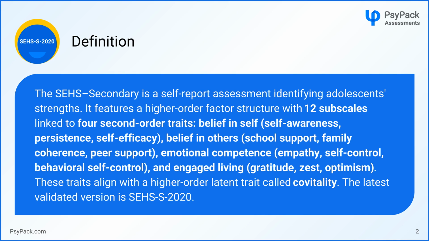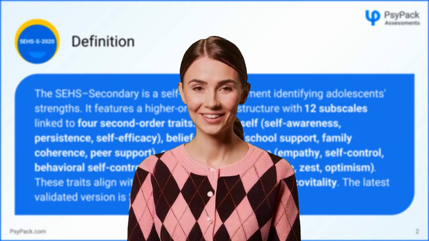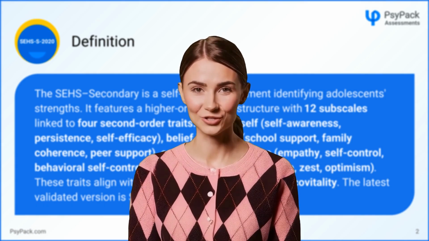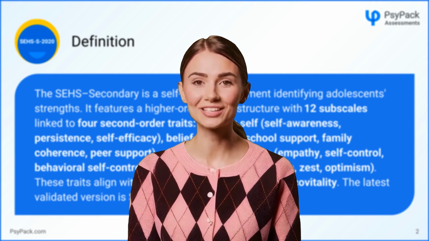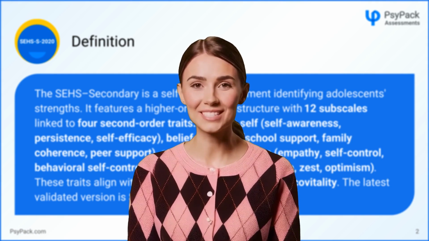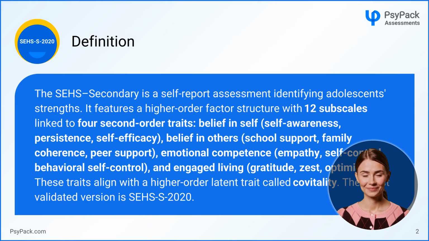The assessment measures 12 different subscales, such as self-awareness, persistence, and school support. These subscales are grouped into 4 broader traits: belief in self, belief in others, emotional competence, and engaged living. Together, these traits provide a comprehensive picture of a student's social and emotional health, shifting the focus from deficits to assets. This asset-based approach makes it a valuable alternative to screeners that only focus on emotional problems.